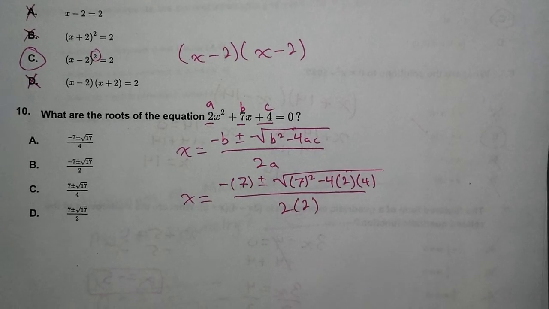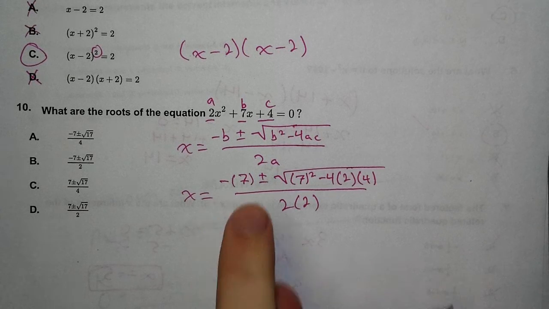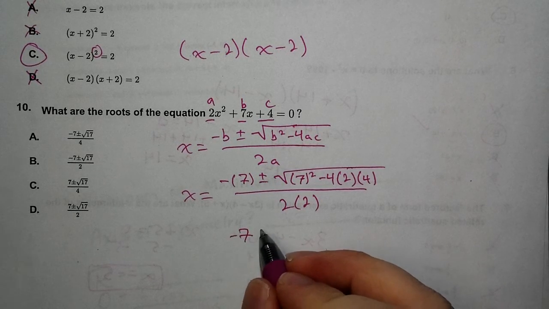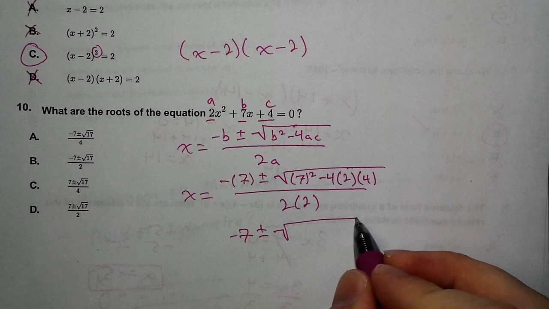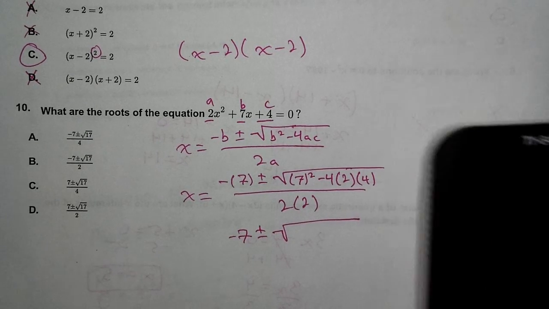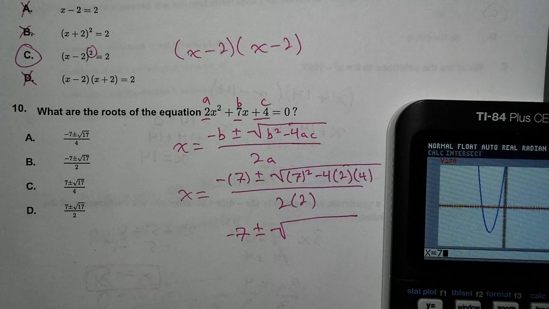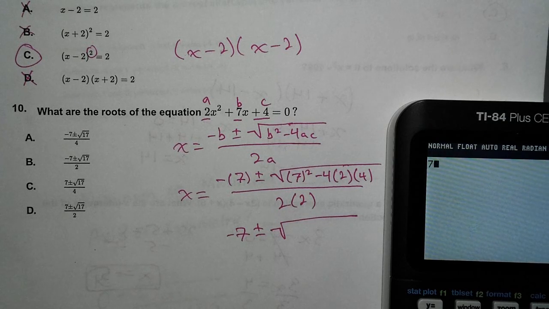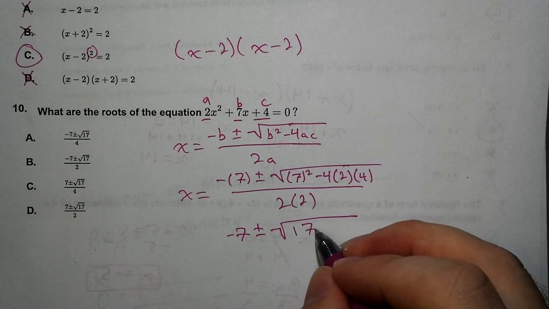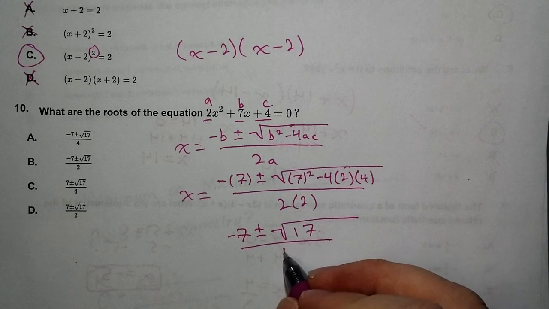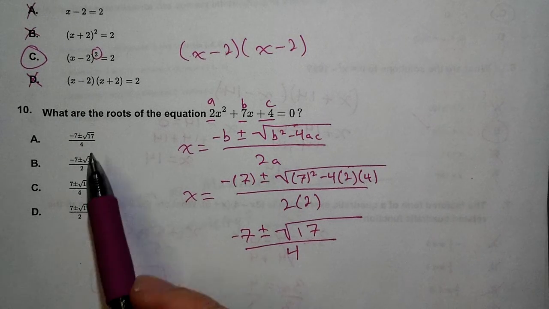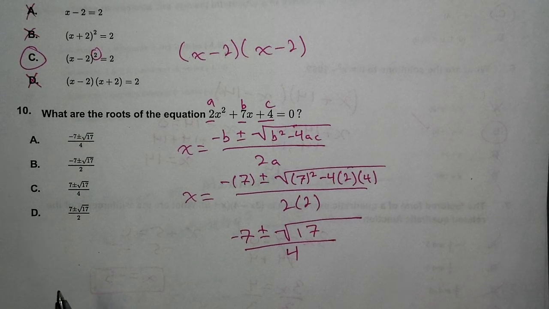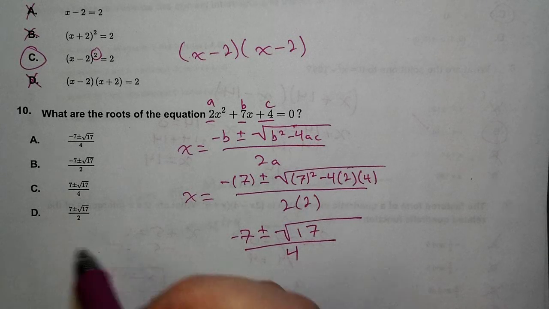When we simplify, I tell you to go one step at a time. So negative times 7 is negative 7 plus or minus square root, and let's simplify inside that square root. So 7 squared minus 4 times 2 times 4. And that comes out to 17. And 2 times 2 is 4. So our answers all had the square root. They were not fully simplified. It is going to be answer A.